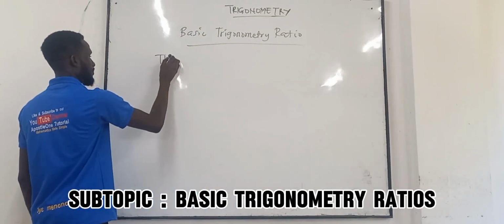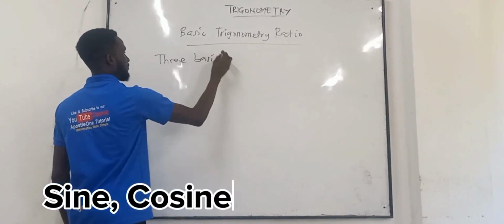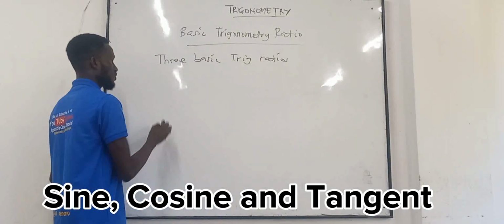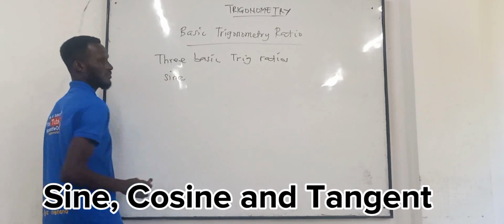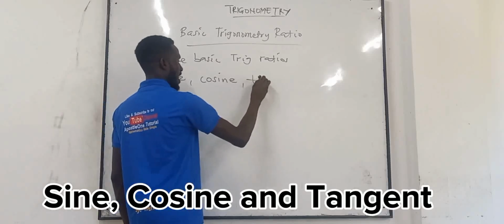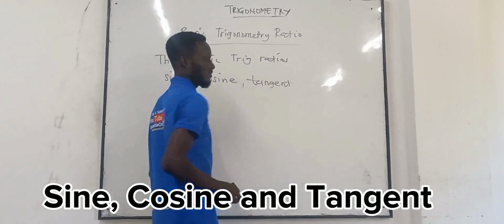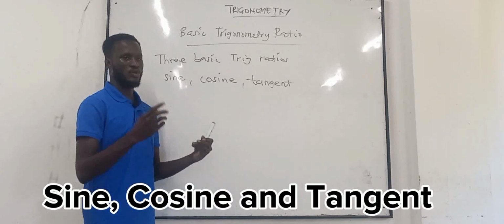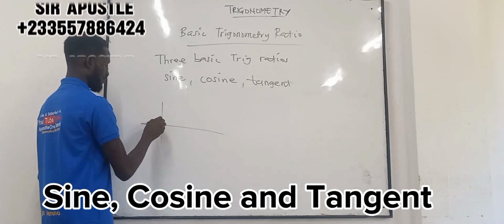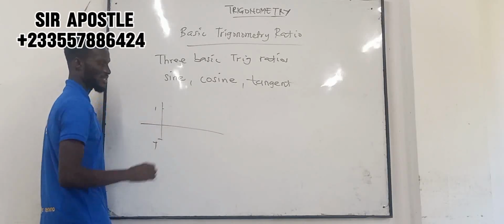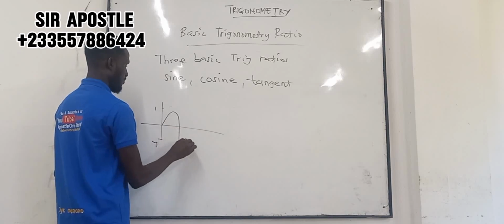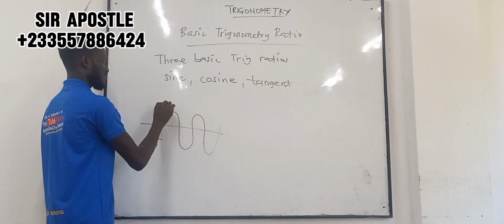We have three basic trig ratios. The first one is called the sine, then we have the cosine, and then we have the tangent. In graph form, the sine graph has a maximum of 1 and a minimum of -1. It starts from here, moves up, comes down, and then moves like that. This is the nature of the sine graph.